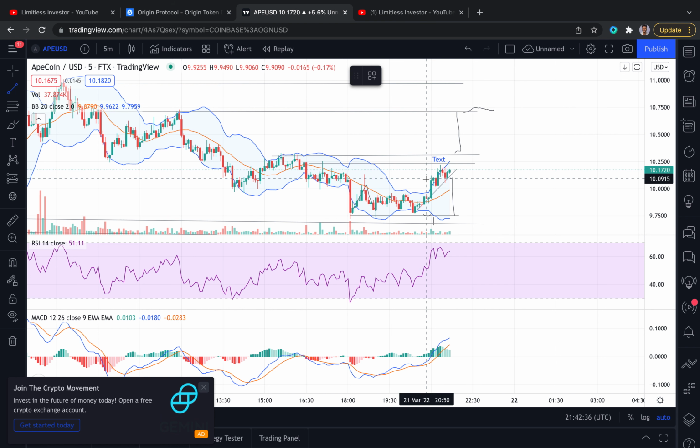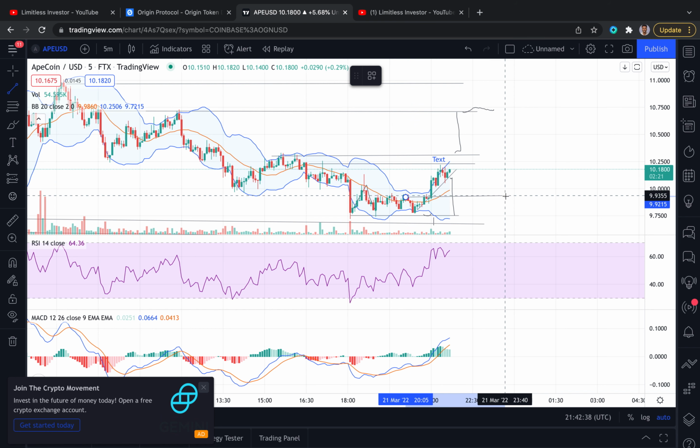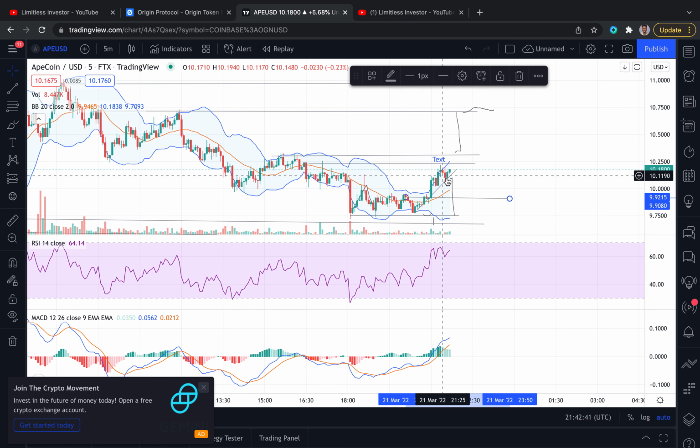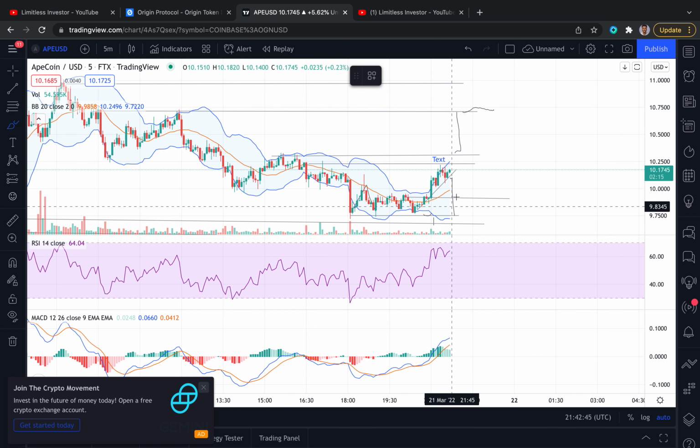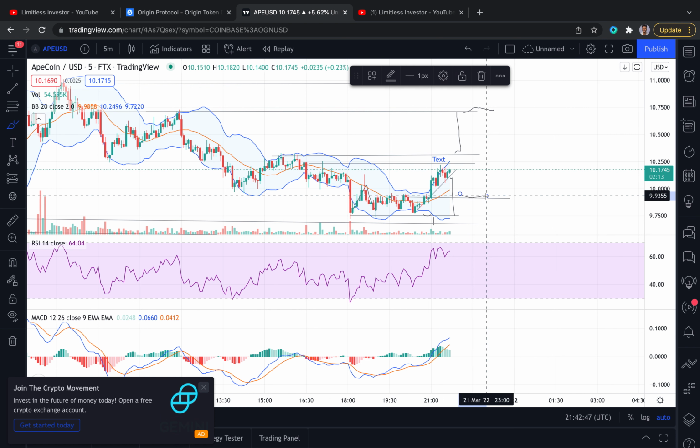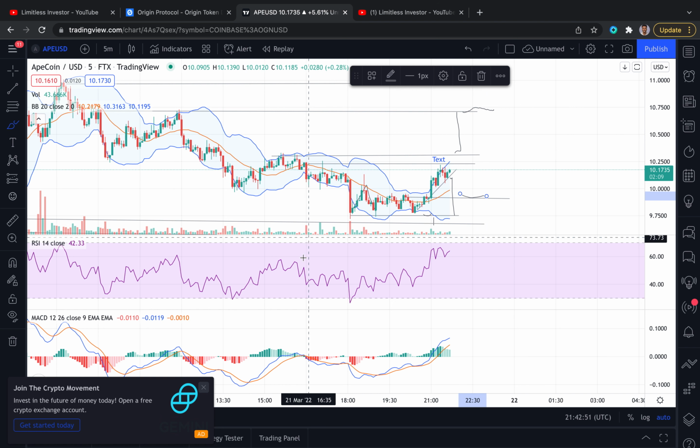So keep that in mind, and it doesn't always have to come back to these strong levels of support. There's also a retest here that could happen at these levels right here. So price can actually still drop down to these levels and create a support for quite some time before retracing back to these levels up there of 10.2. So keep that in mind.